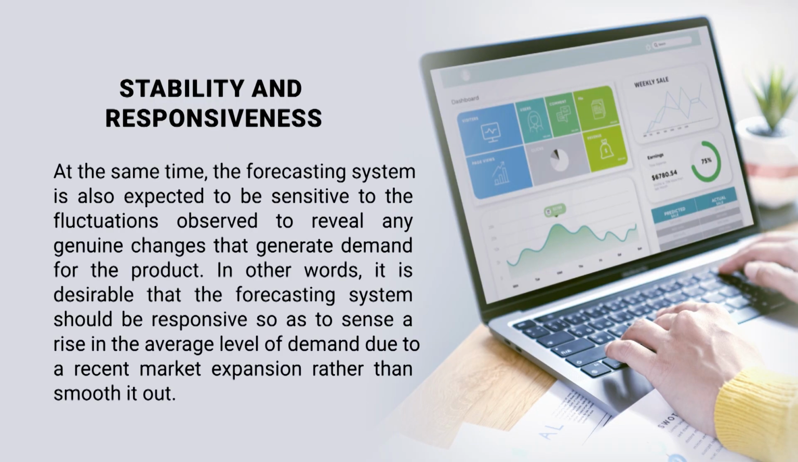If we have forecast the demand for a product, generally it varies from period to period. We also have to see that we amend the production process to have the right type of product and variables, so the whole process should not be affected by that. In doing so, the system displays stability. At the same time, the forecasting system is also expected to be sensitive to fluctuations, to reveal any genuine changes that affect the demand for the product.